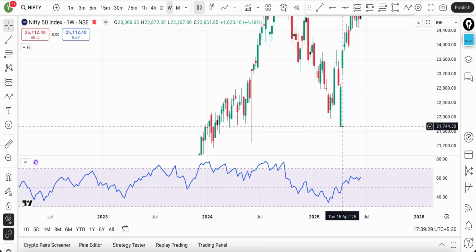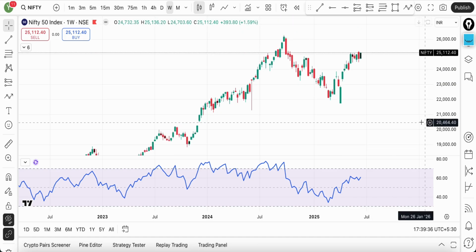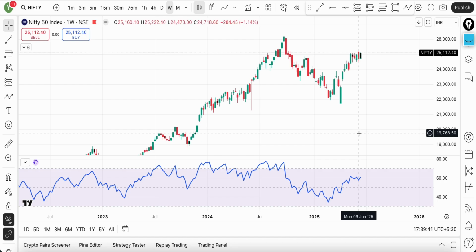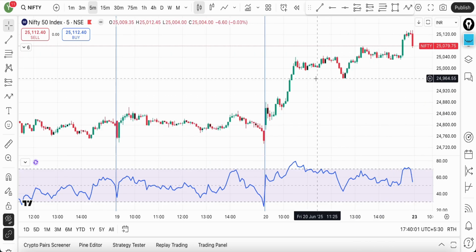Similarly, at the same levels around here, we had observed a divergence on the weekly time frame as well. So this is the way I look at RSI, simply as a divergence tool. In case I am in a long or short trade and RSI shows me a divergence, I will look at booking my positions. Similarly, in case I'm not in a position, but there is a clear trend and I see a divergence, I will be cautious and alert to look for an entry.